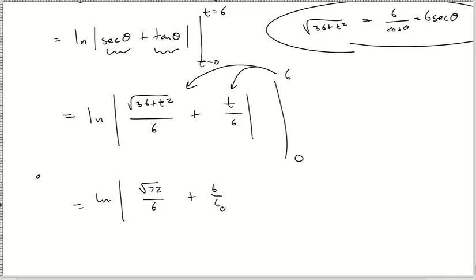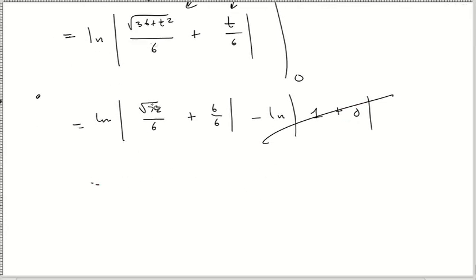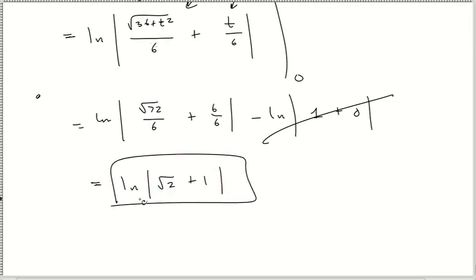And here we'll get 6 over 6. Awesome. Ln of plugging in a 0, I get square root 36 is 6 over 6 is a 1. Plus 0 here is a 0. Ln of 1 is a 0, so you can just go away with that. Again, I said that this is square root 2. So that's my answer, is ln of square root 2 plus 1. And there you go.